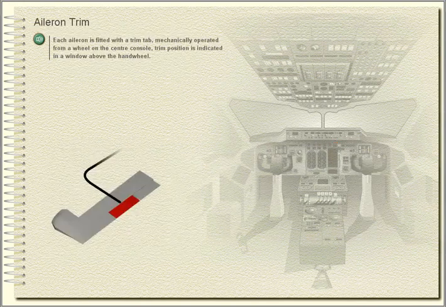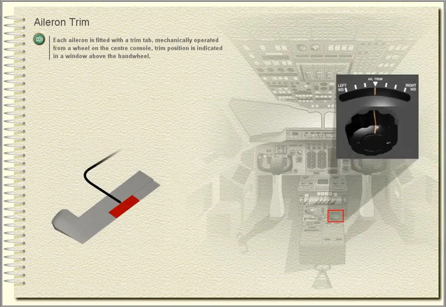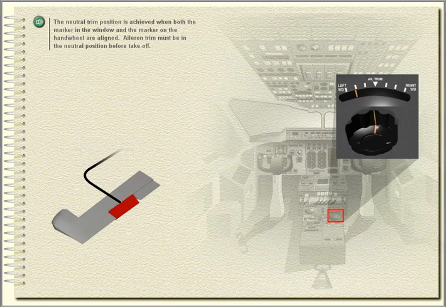Aileron trim. Each aileron is fitted with a trim tab, mechanically operated from a wheel on the center console. Trim position is indicated in a window above the hand wheel. The neutral trim position is achieved when both the marker in the window and the marker on the hand wheel are aligned. Aileron trim must be in the neutral position before takeoff.